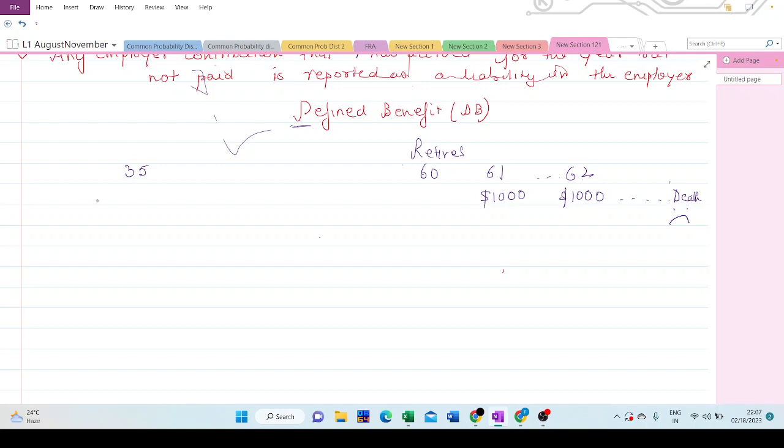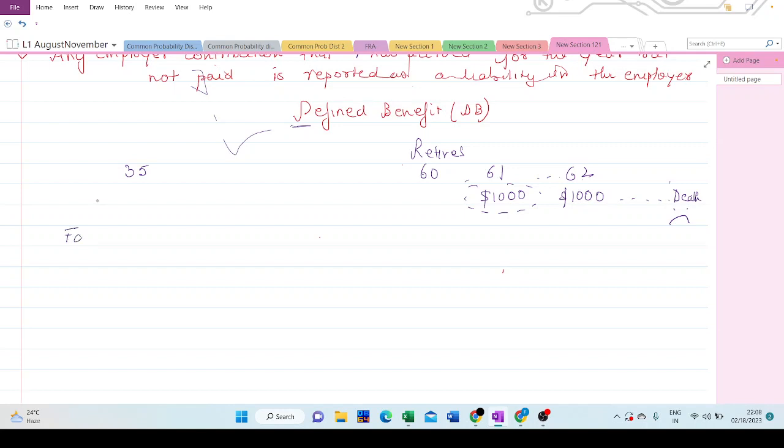So here the employer is promising to pay the employee a fixed sum of money every year after he retires, not after he dies. Now, this sum of money that would be paid to the employee after he retires is based on a number of factors. Please write this down.